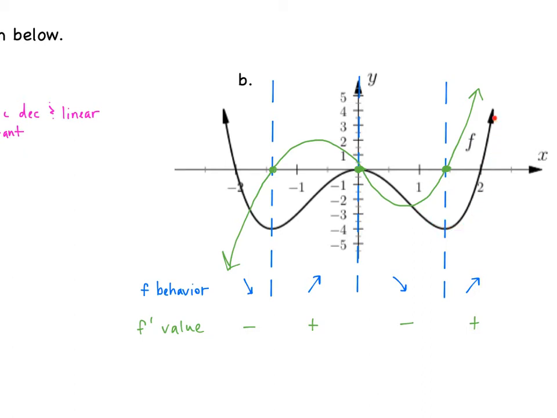So what does that mean? If I break my graph up into these vertical lines, I can now talk about f prime. When f is decreasing, that tells me f prime is negative. And when f is increasing, f prime is positive. So you can see how the rest play out.